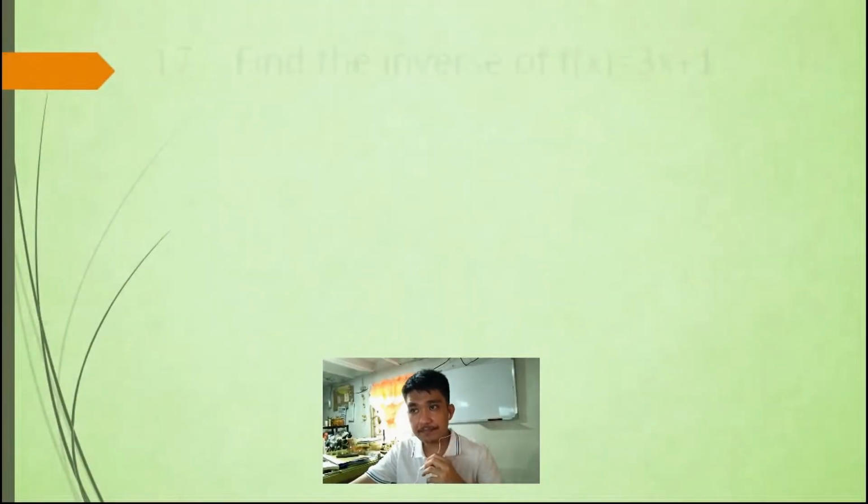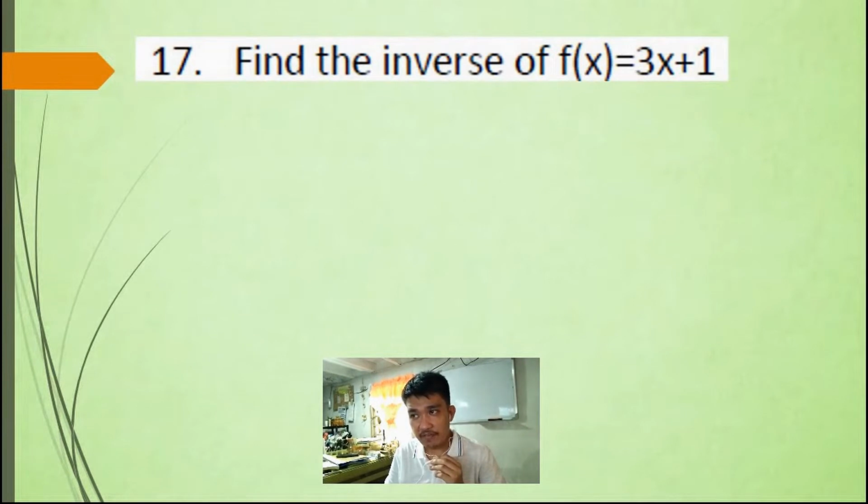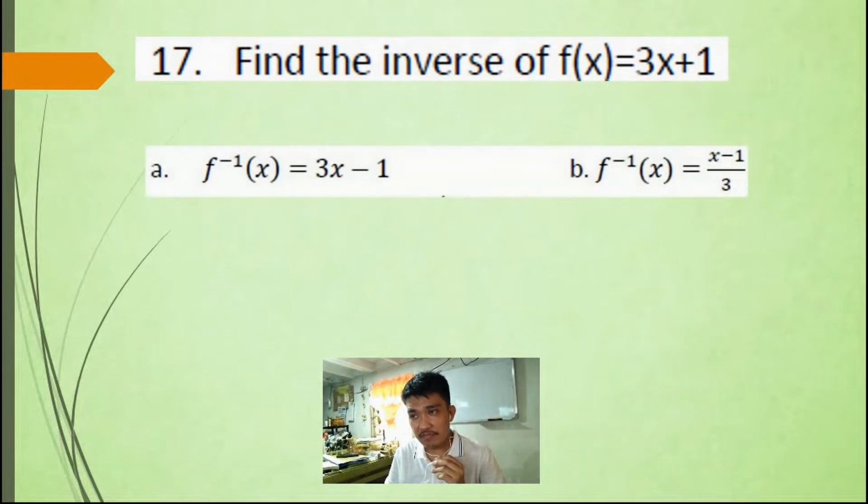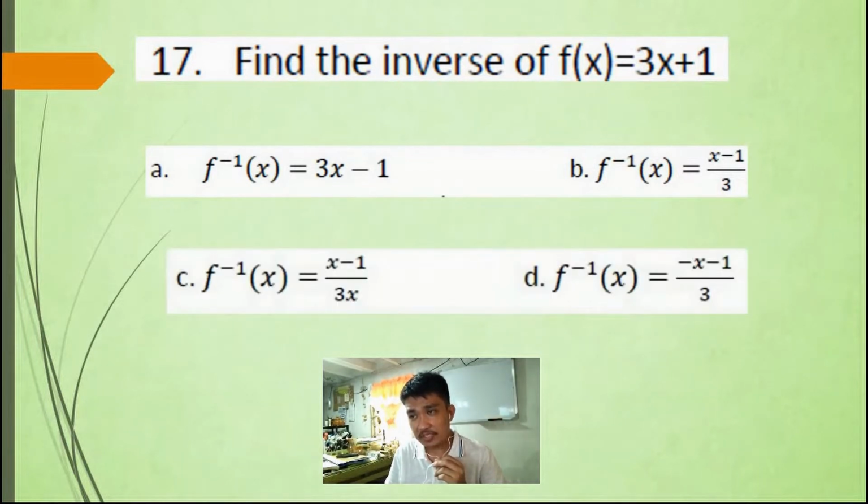Number 17. Find the inverse of f of x is equal to 3x plus 1. Letter A. The inverse of f of x is equal to 3x minus 1. Letter B. The inverse of f of x is equal to x minus 1 over 3. Letter C. The inverse of f of x is equal to x minus 1 over 3x. Or letter D. The inverse of f of x is equal to negative x minus 1 over 3.